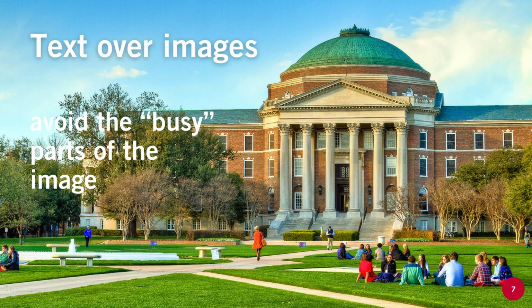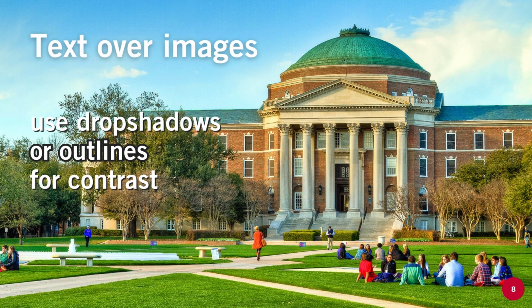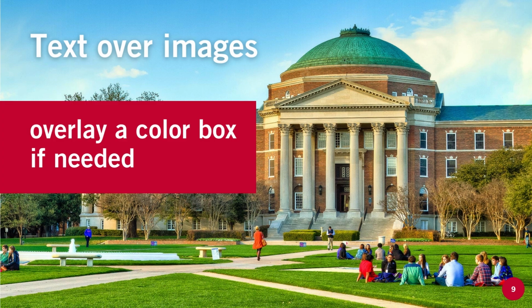Slides like this one, with text over a big photo, can be a nice change from the standard bullet point format. It's easy to put text over an image, but be careful where you place it. Avoid the busy parts of the image, as seen here. You can use drop shadows or outlines to help. They provide contrast between the text and the image. Sometimes it can just be helpful to put a box with a solid color behind the text.